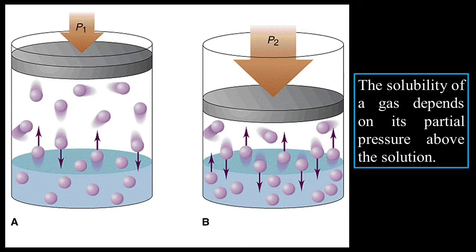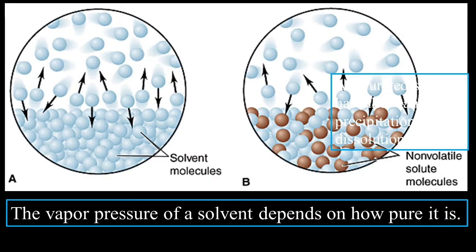Here is a relationship between pressure and solubility. The solubility of a gas depends on its partial pressure above the solution. So as I increase the pressure, P2, I'm going to increase the solubility. That's actually a law that we'll look at in a little bit, but that's true. That's consistent with the laws on solubility of gases in a liquid solvent.